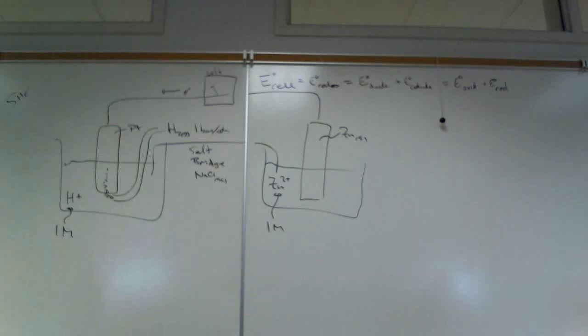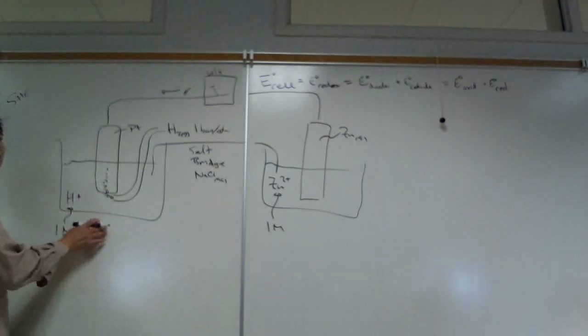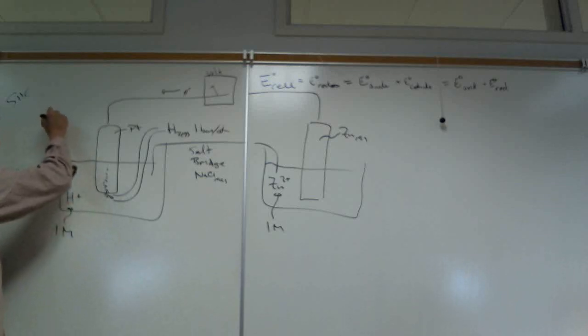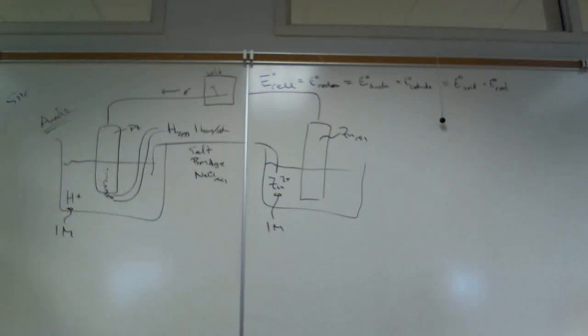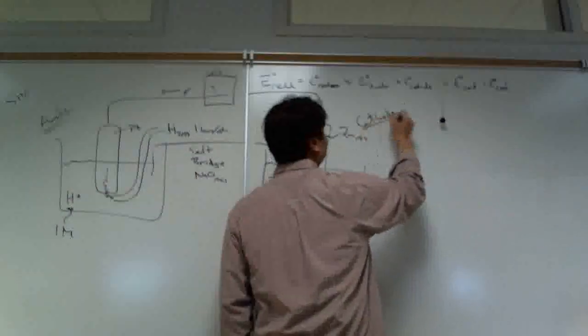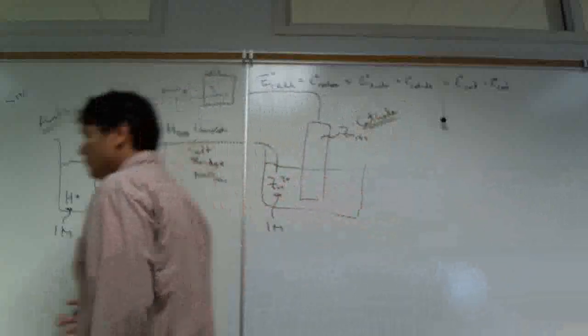Well, normally, which way? On the left, normally we write what? On the left, we write anode or cathode on the left, by convention. On the left, we write the anode. The anode is where the electrons are being generated, right? On the right is the cathode. At the cathode, the electrons are being consumed. This is by convention.